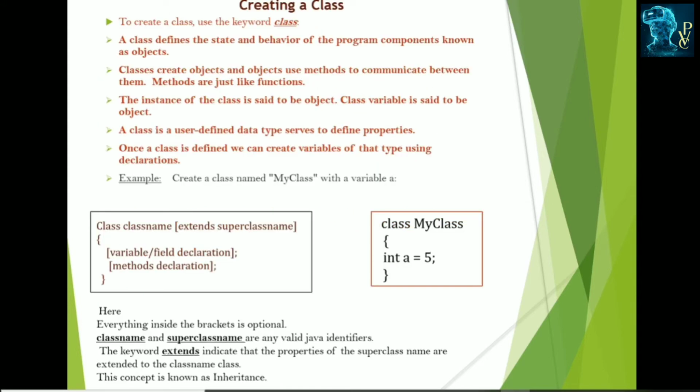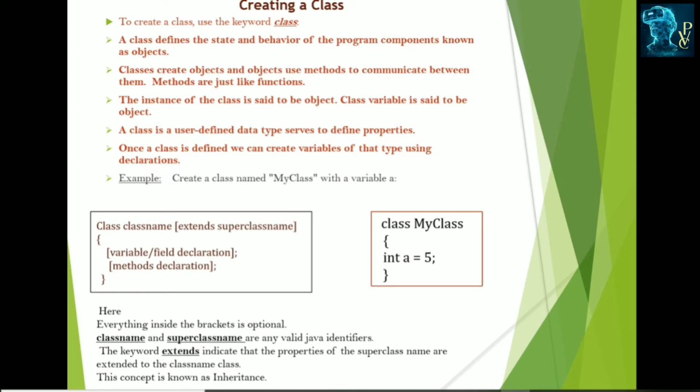First, we have to know how to create a class. A class can be created with the help of the class keyword. A class defines the state and behavior of the program components known as objects. So, objects consist of variables and methods, which are the state and behavior of that object.